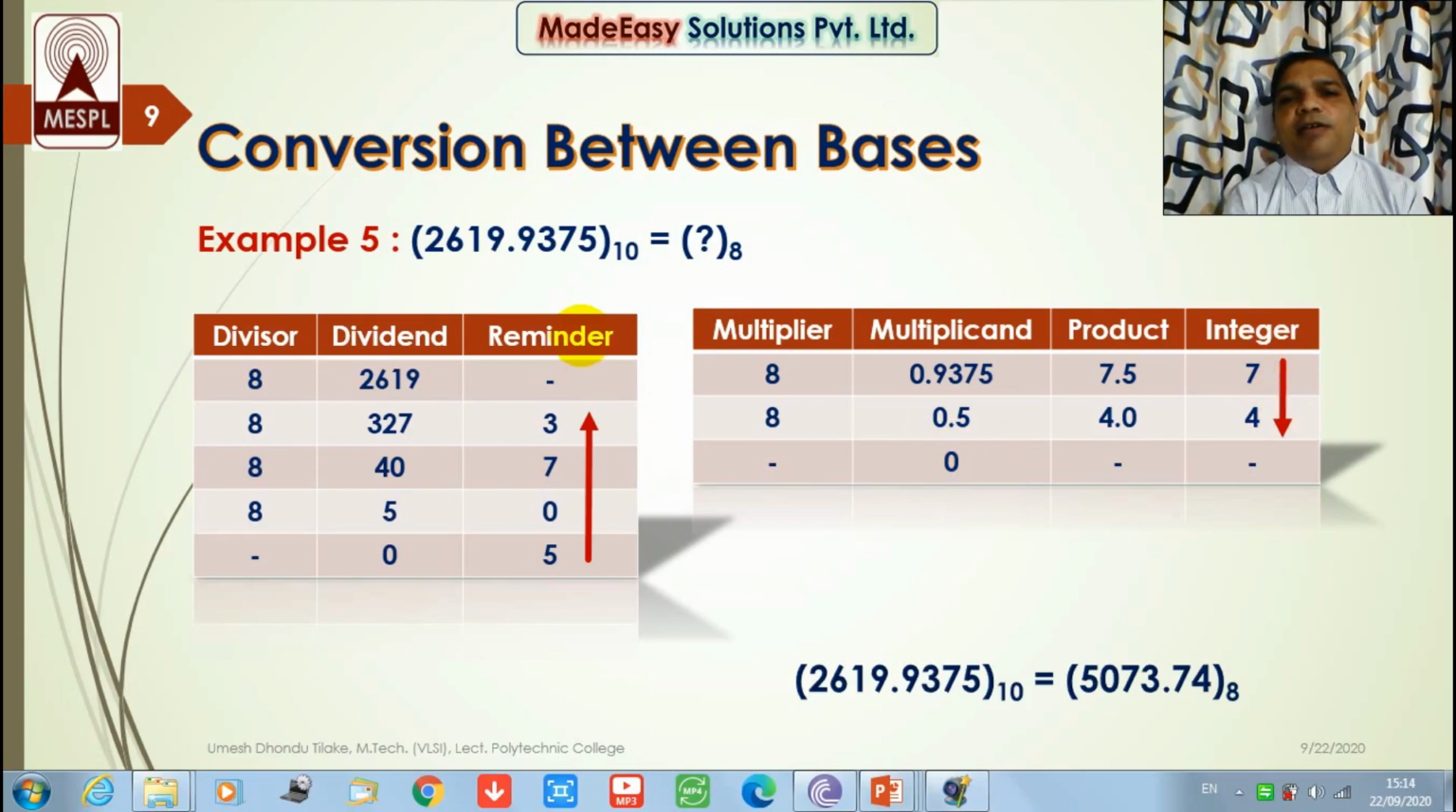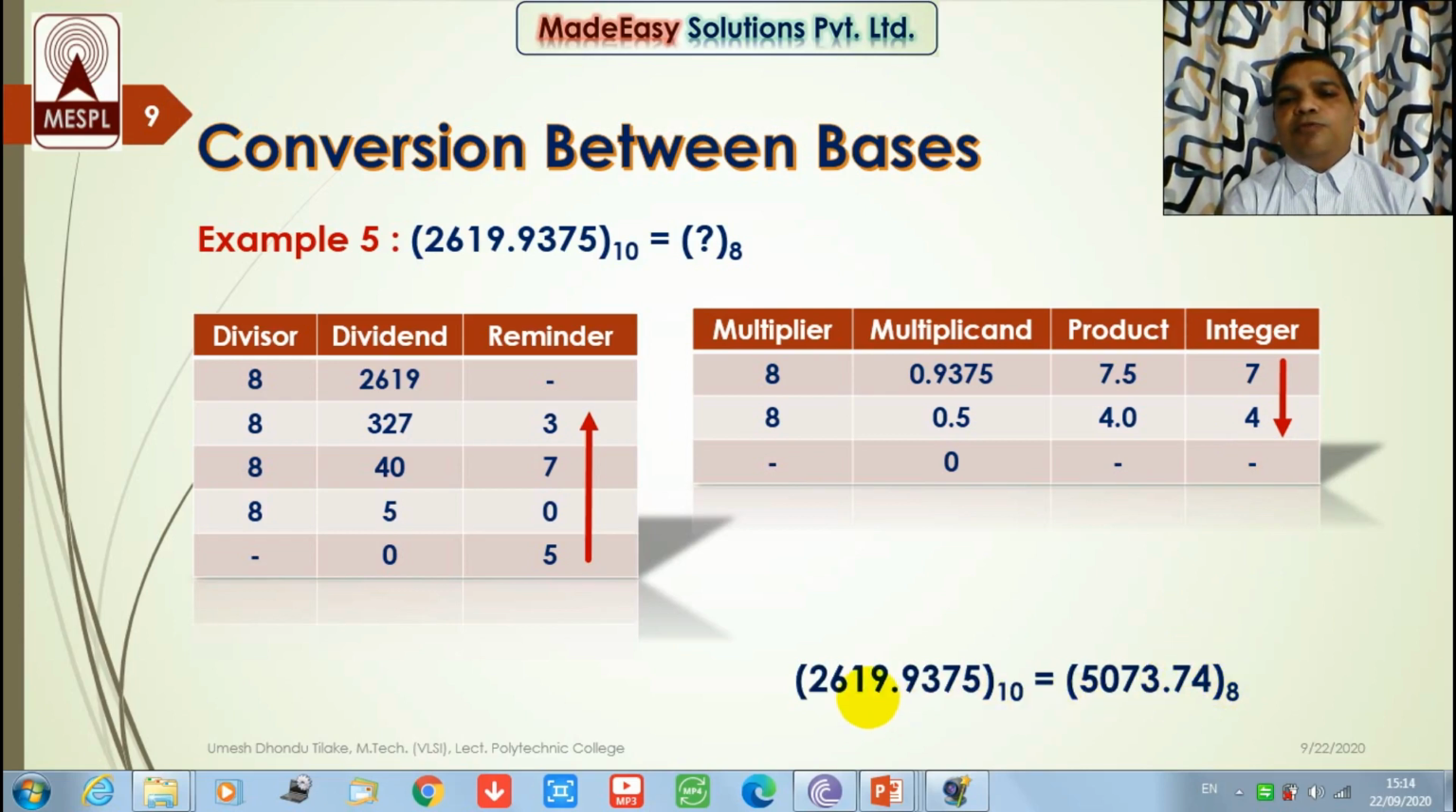Remember, when we convert the integer part of a decimal number into other bases, we consider the remainders in reverse order, and when we convert the fractional part of a decimal number into another base, we consider the integers of the products in forward order. So 74 is the converted fractional part.